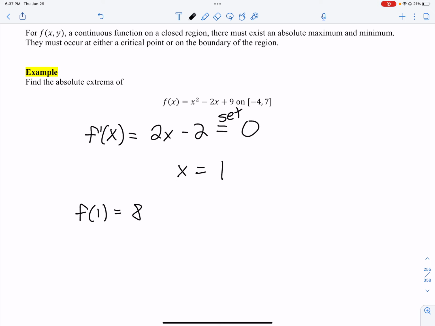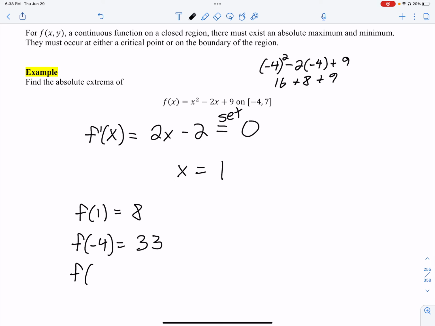But I also have to check my bounds because we're doing absolute. Remember, absolute means everything. As long as it's on a closed region, we can find an absolute max and min. So f of negative 4: negative 4 squared minus 2 times negative 4 plus 9. I got 16 plus 8 plus 9. That is 16, 17 to 33. So that definitely is going to be an absolute max if nothing changes between those two.